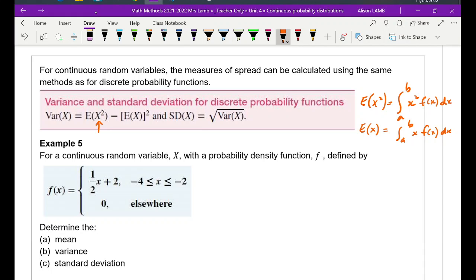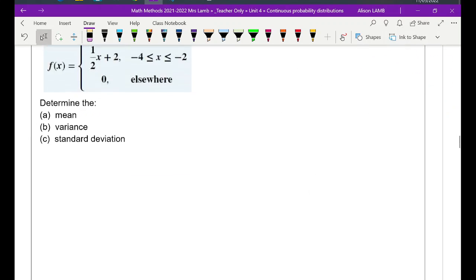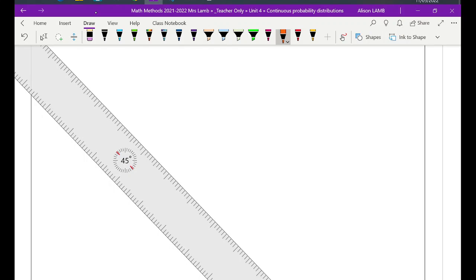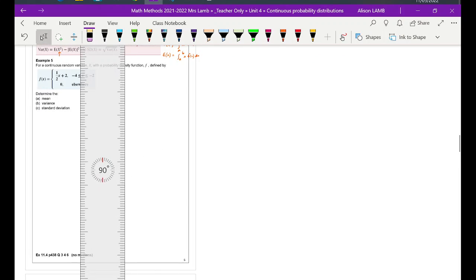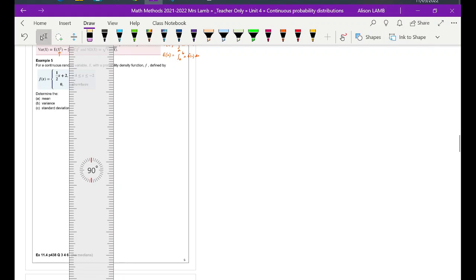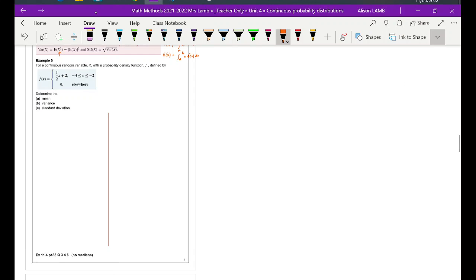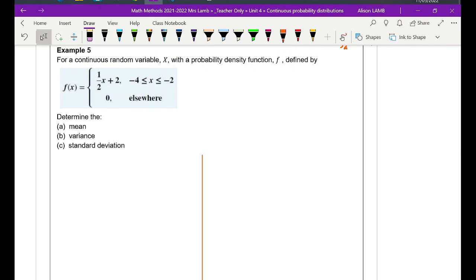So let's have a look at example 5. We have to calculate the mean, the variance, and the standard deviation. Now, I must admit, you definitely need a line ruled down the center. So I'll make this a bit smaller, rule the line and fix that up for us. Move it across a bit. Alright, let's get a line drawn down the centre so we can use that space. I'll get rid of that ruler. And there we go.